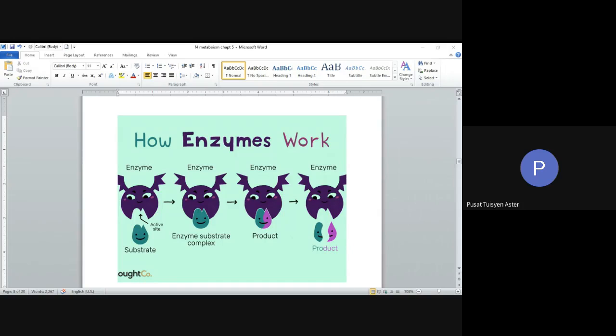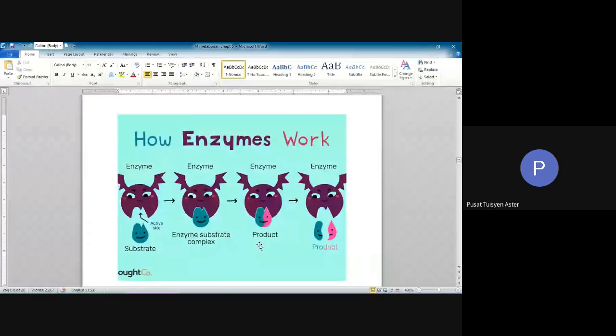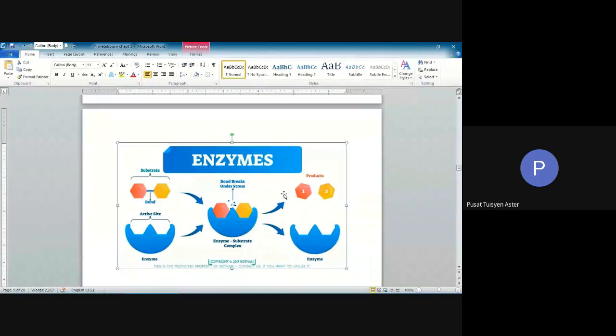Okay, so once that is done, here is another picture. Nampak tak active site dia macam mana, substrate dia apa, and how it is used here. And the bond breaks under stress. Dia macam bahasa mudah bagi the enzyme's function. Okay, enzyme substrate complex, hasilnya adalah produk dengan enzyme.